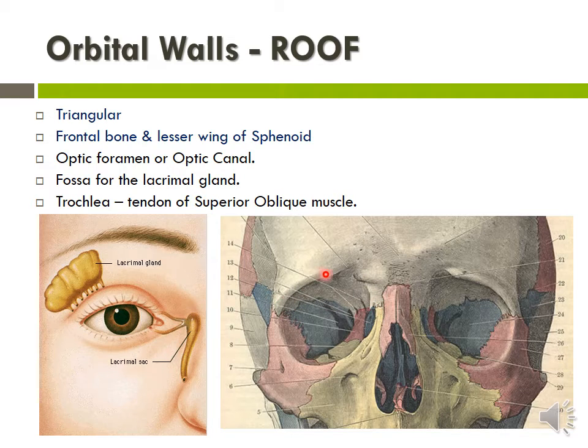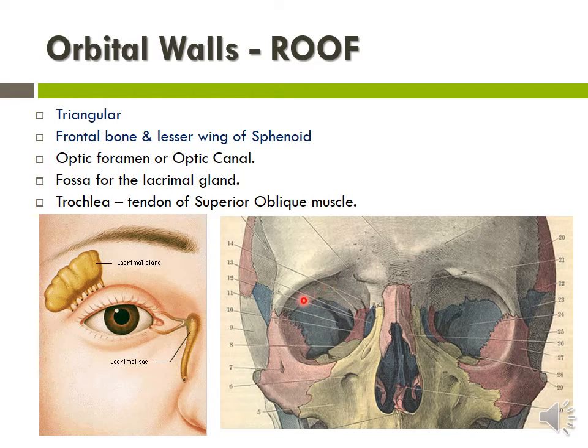You can see it here. Now which bones are making the roof? It's clear: this is the frontal bone, this beige color, and the lesser wing of sphenoid. So the roof is made up of the frontal bone and the lesser wing of sphenoid. And what are the other features of the roof? One, it has an optic foramen or canal. What is a canal or a foramen? Both are the same. It is a small opening through which the optic nerve goes out of the orbit.